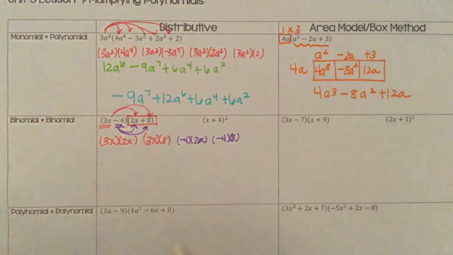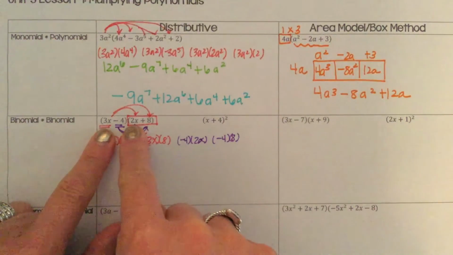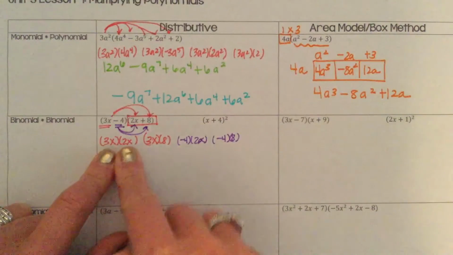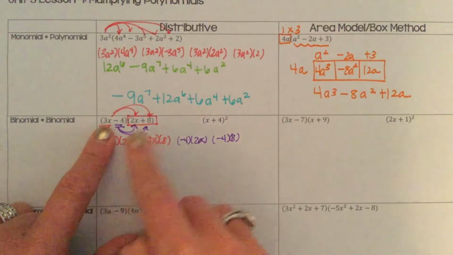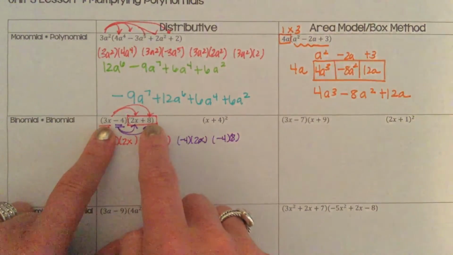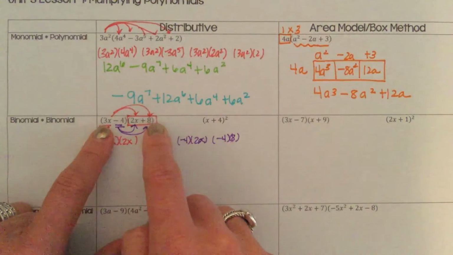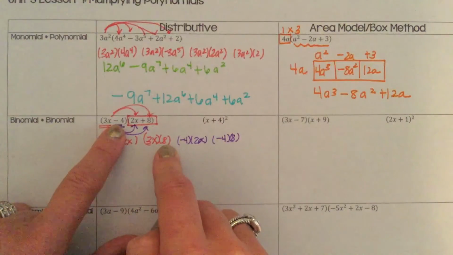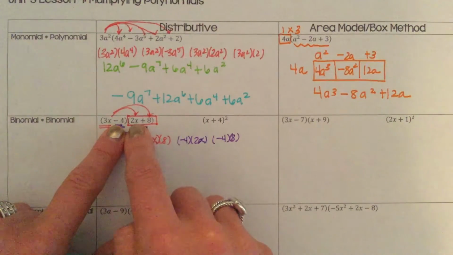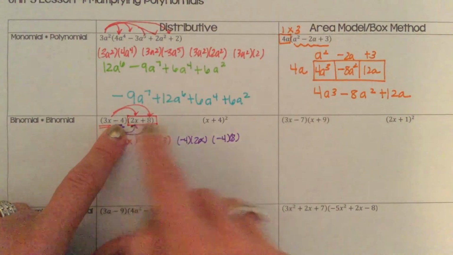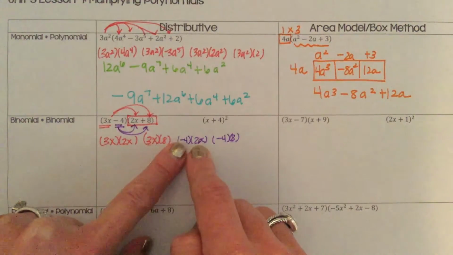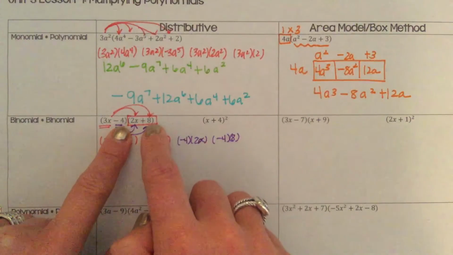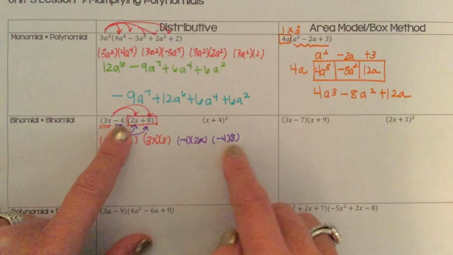First, I multiply the first thing in each parenthesis, so 3x got multiplied by 2x. Outer, I multiply the thing that's on the outside of this parenthesis with the thing that's on the outside of that parenthesis, so 3x gets multiplied by 8. Inner, what's on the inner side of this parenthesis is negative 4, and on the inner side of this parenthesis is 2x, so negative 4 multiplied by 2x. And finally, last, I multiply the last thing in this parenthesis by the last thing in that parenthesis, negative 4 times 8.